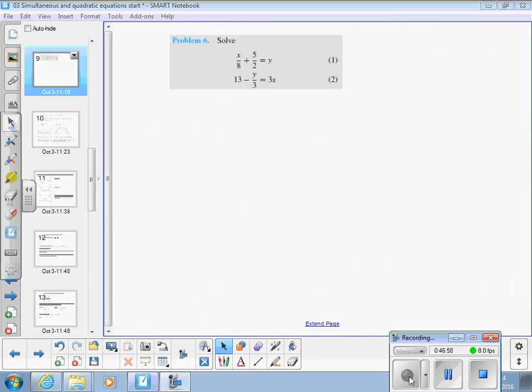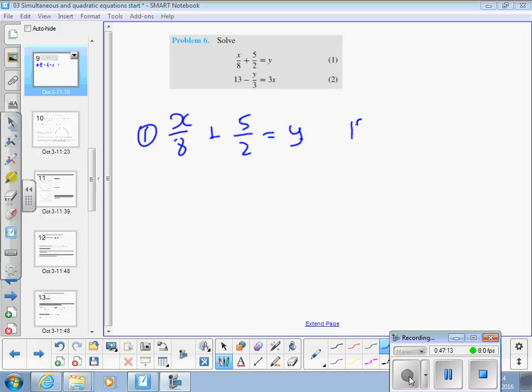So we're looking at this problem now. We've got x over 8 plus 5 over 2 is equal to y. It's equation 1. And we've got 13 minus y over 3 is equal to 3x. So we've got an ordering issue and we've got fractions.